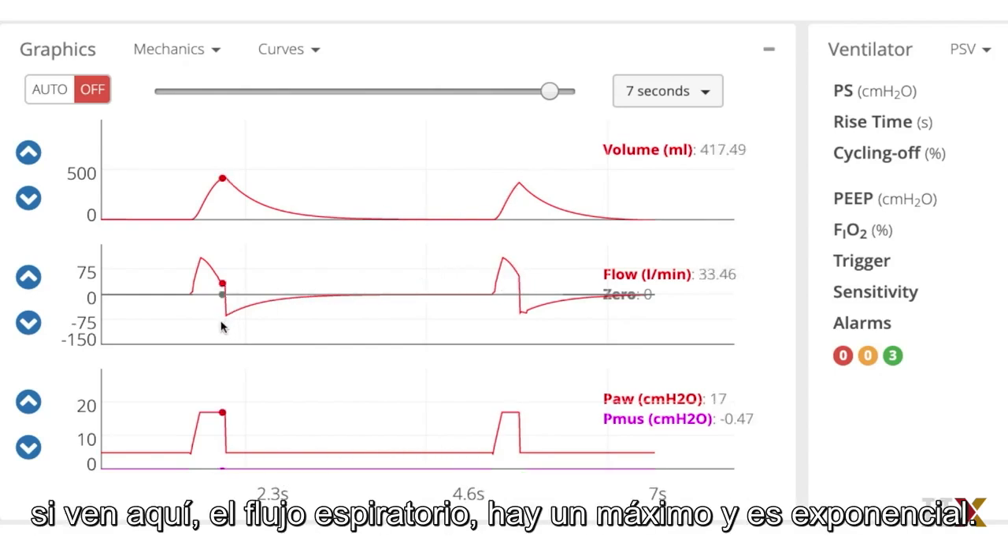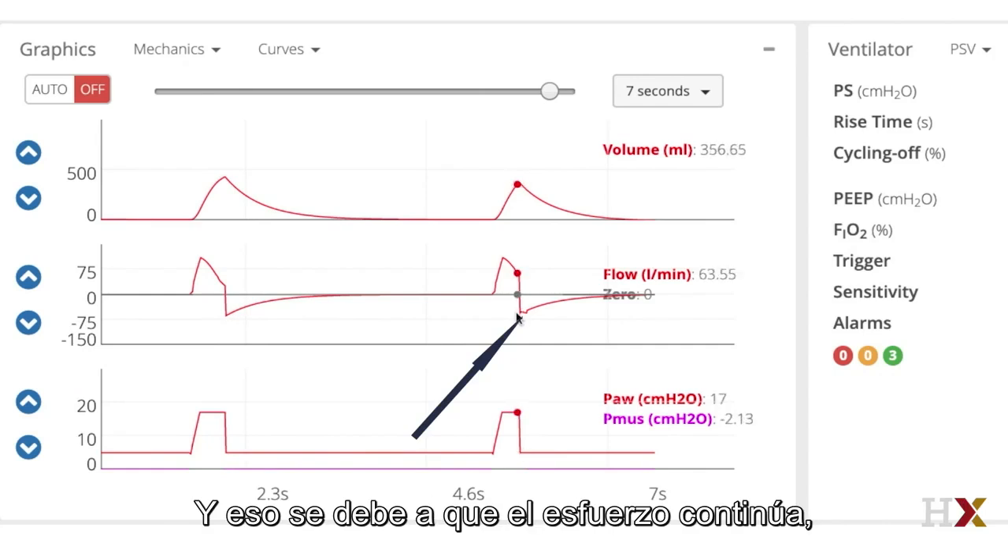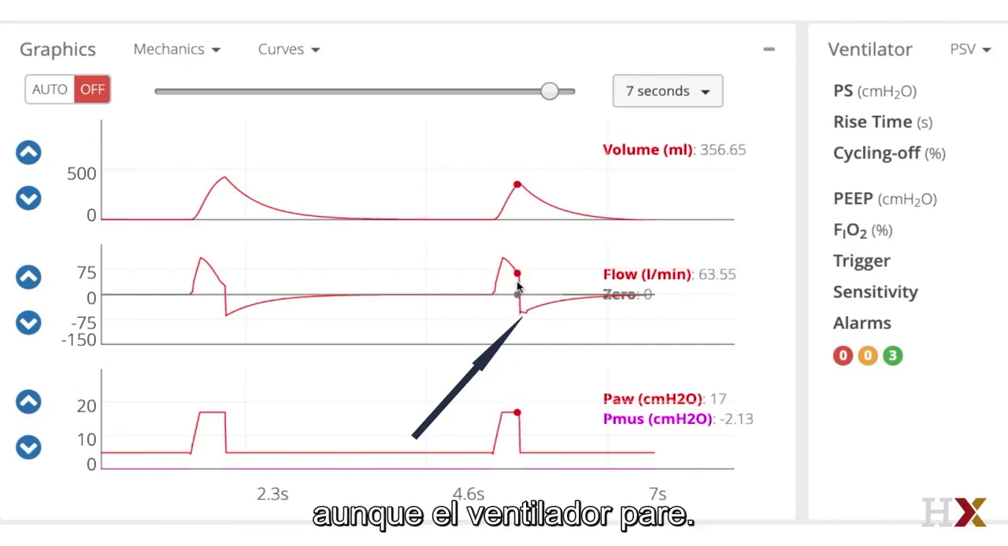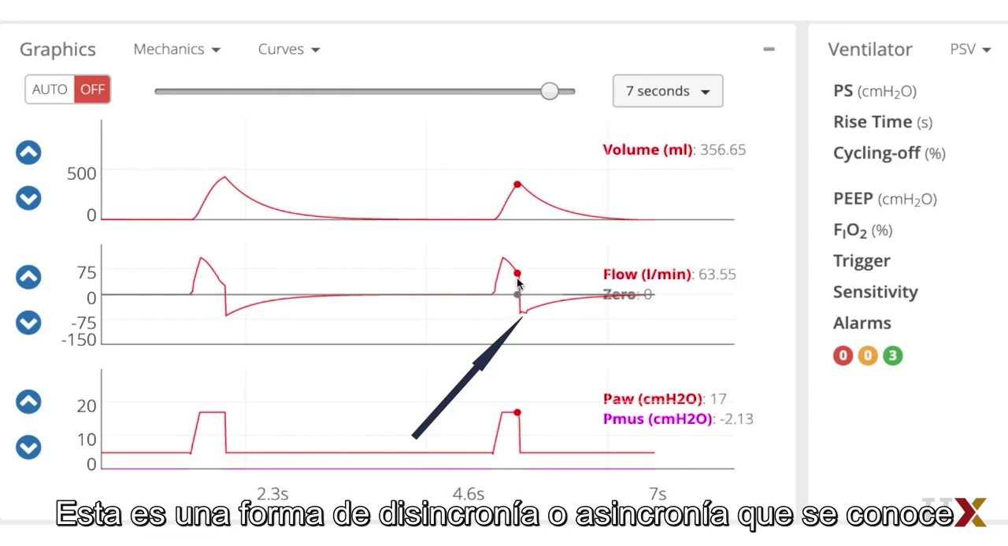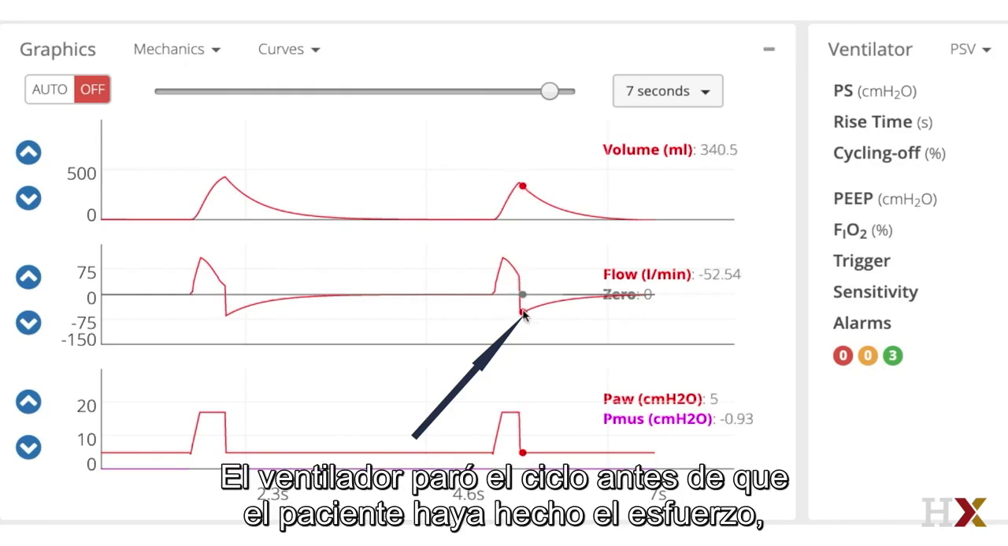in fact, if you see here, the expiratory flow, there's a peak and it's exponential, whereas here there's a little bit of a dampening in the peak, and that's because the effort is actually still continuing even though the ventilator cycled off. This is a form of desynchrony or asynchrony called premature cycling, or short cycling. So the ventilator cycled off before the patient was done the effort.